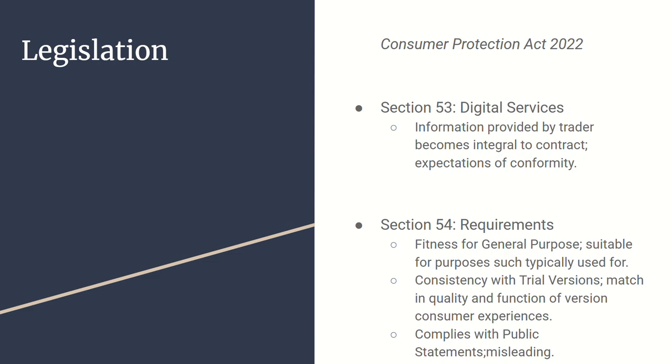Section 54 governs the requirements of a digital service, and for the purposes of clarity, digital service would be inclusive of applications available on a Play Store or the Apple Store, or any such application that might be useful in a digital provisional service. It must be fit for general purpose, and it must be suitable for the purposes that it is typically used for, considering an app on a phone.